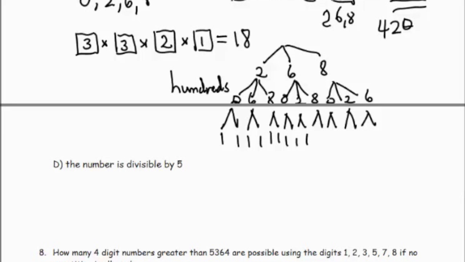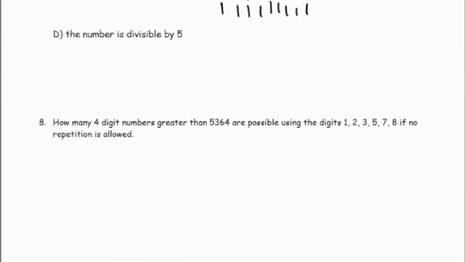Divisible by 5. Number is divisible by 5. Again, 2 cases, ending in 0 or in 5. Why don't you try this one? Give this a shot, and then pause it. Then I'll write out the answer here quickly for you, and we'll push on to the end.